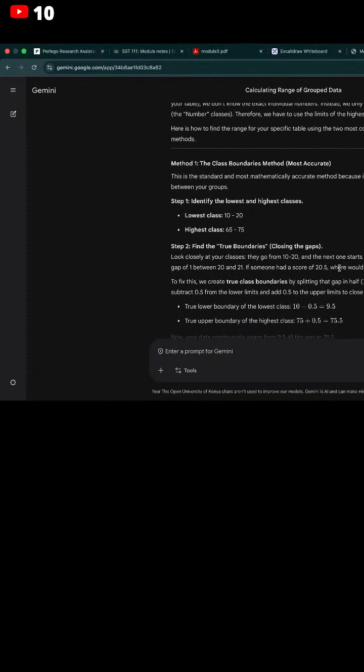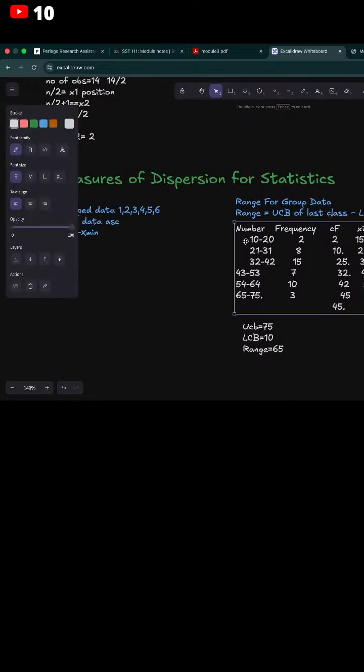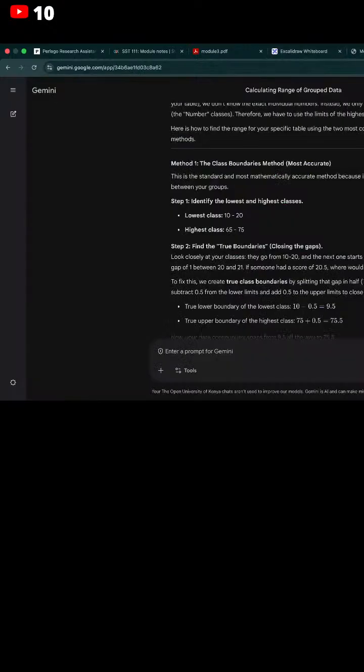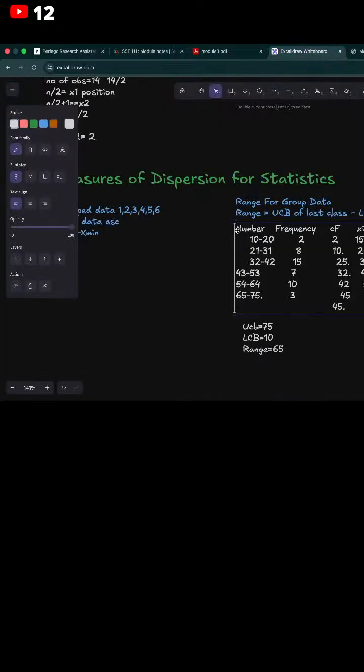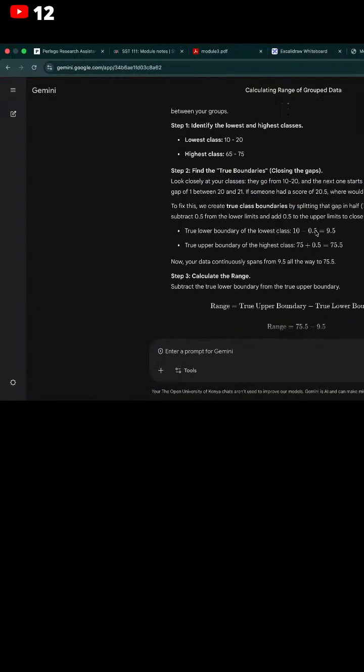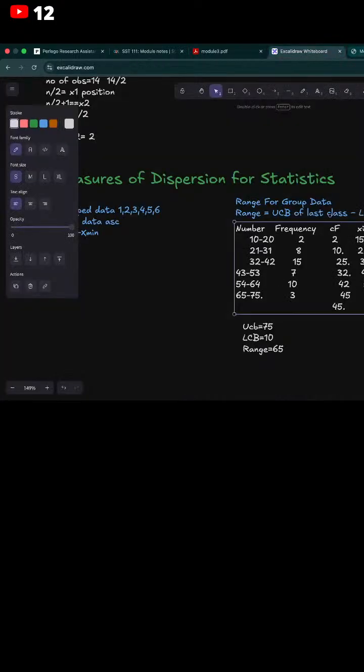So method 1 is the boundary method, which we calculated, and we didn't include the boundary earlier. We are told step 1 is to identify the lowest and highest classes, that is 10 and 20. We identified it correctly here. Then we identify the highest class, 65 and 75.